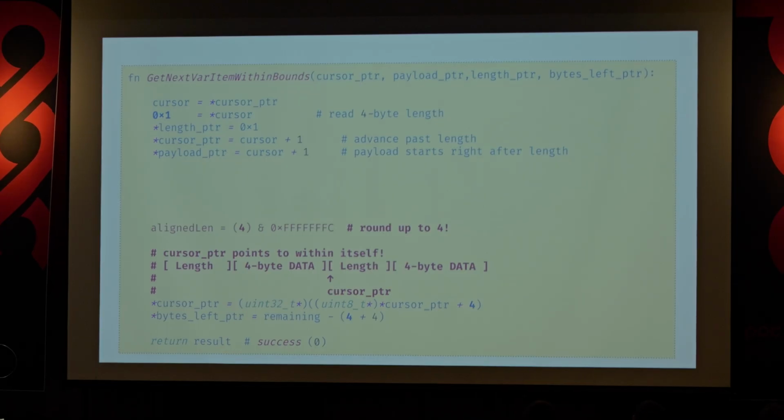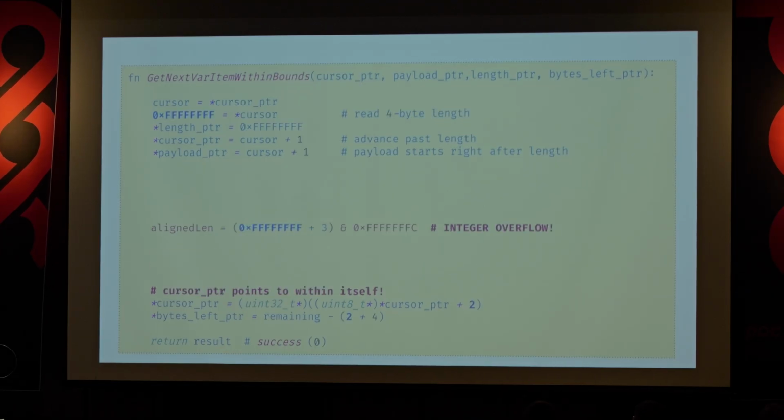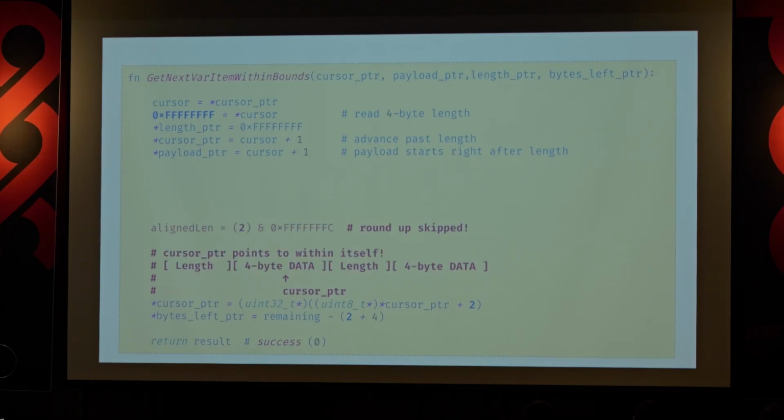Let's take a look at what happens if we pass -1, which is 0xFFFFFFFF, as our length. Well, the align length is going to integer overflow to 2 because -1 plus 3 equals 2, and the cursor pointer is now going to be incremented by 2. So what's going to happen is that the cursor pointer is now going to point within itself. It's going to point within this 4-byte data that it should never point to.